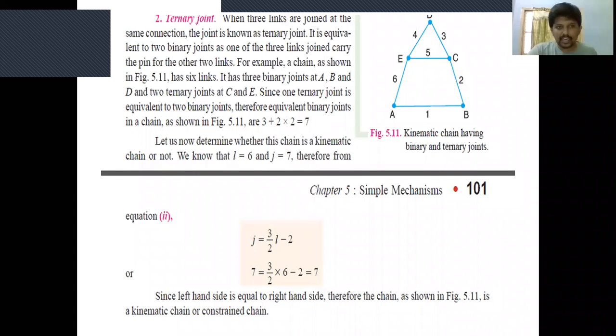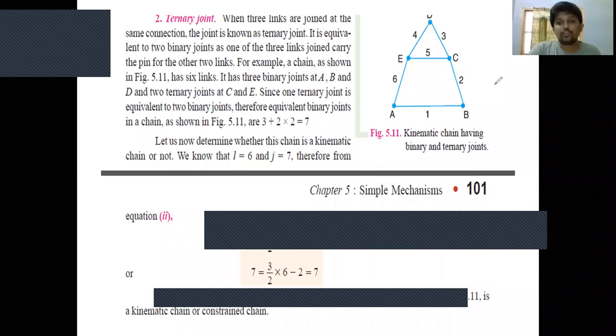Ternary, you know what is ternary, right? One joint is making 3 pairs. If you see the diagram here, A is binary because it is making only 2. B is also binary because it is making only 2 pairs. D is also binary because it is making only 2 pairs. But E is not binary because it is making 3 pairs. The same way, C is also not binary, it is making 3 pairs. So A, B and D are binary, and E and C are ternary, right?